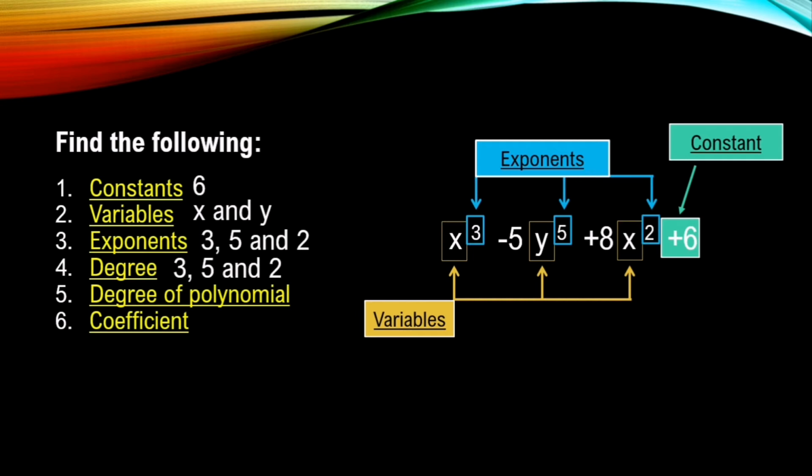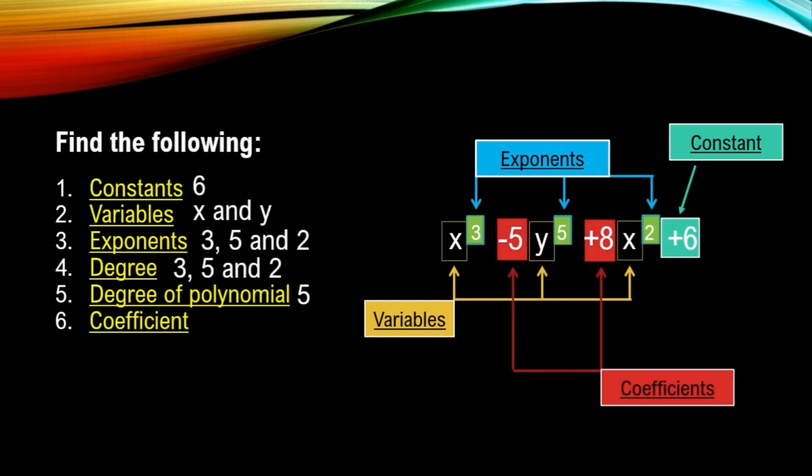How about the degree of polynomial? Do not forget that the degree of polynomial is the highest exponent. So which among the 3, 5, and 2 is the highest exponent? Of course, we have 5. So 5 is the degree of polynomial. How about the coefficients? Coefficients are the numbers in front of the variables. So our coefficients are negative 5 and positive 8.